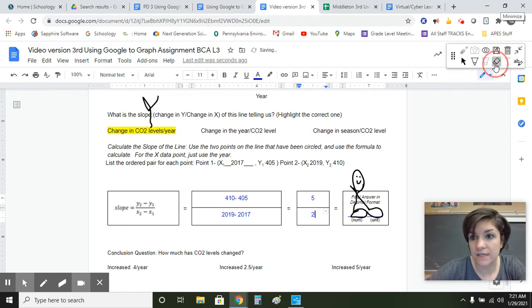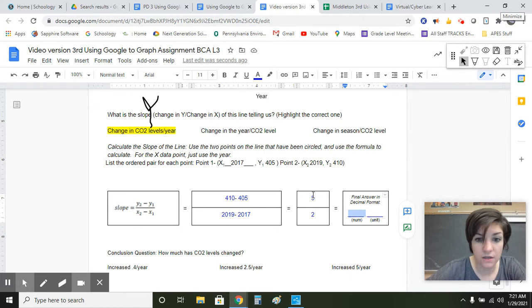Okay. Let me erase these guys. You're blocking my answers, bud. There we go. All right. So if I subtract first, those are the numbers, and then I divide them, 5 divided by 2, I'm going to get 2.5.